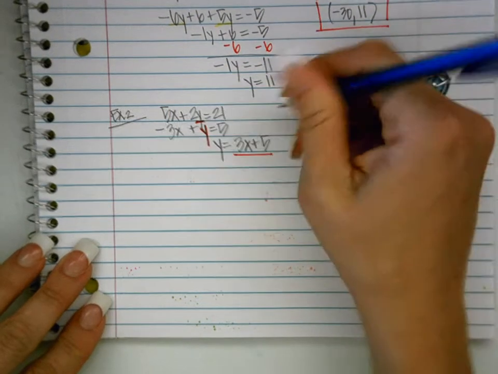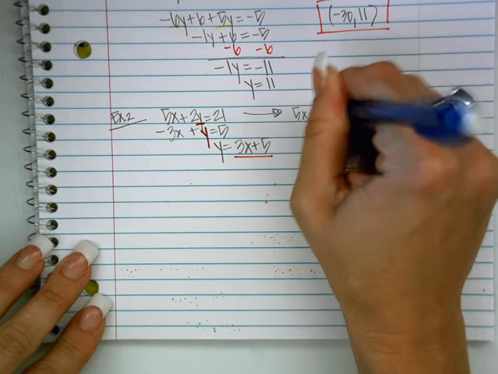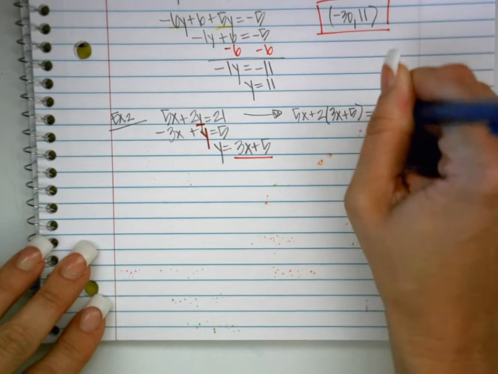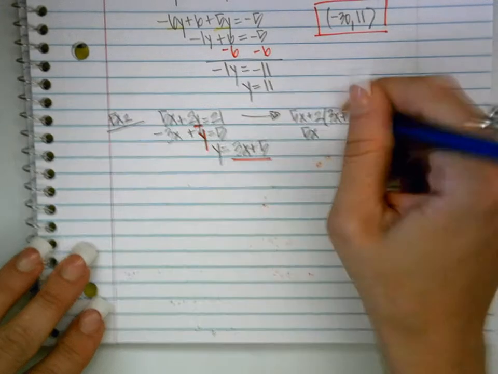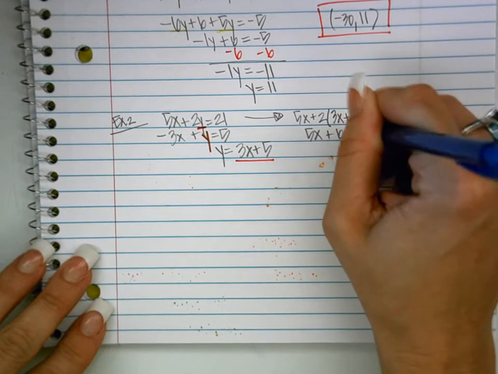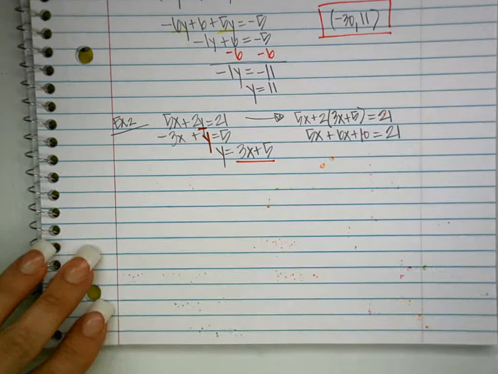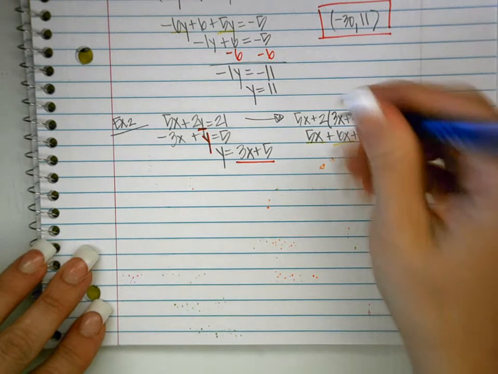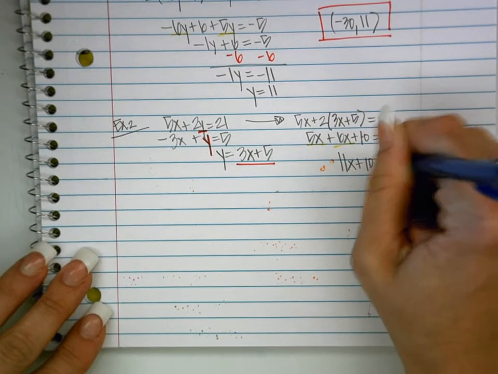into that first equation. So this is going to become 5x plus 2 times (3x plus 5) equals 21, and then distribute and solve. So 5x plus 6x plus 10 equals 21. Combine your like terms, so combine your x's. 5x plus 6x gives you 11x plus 10 equals 21.